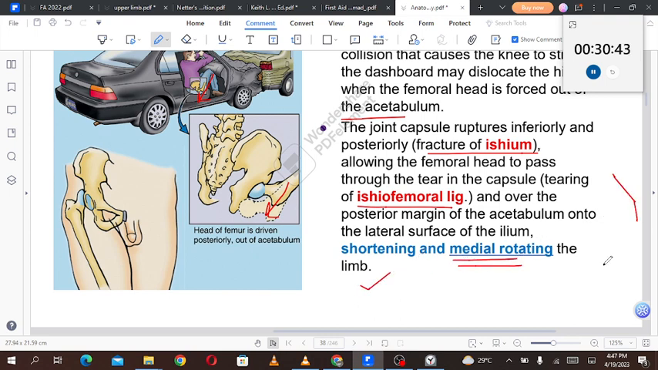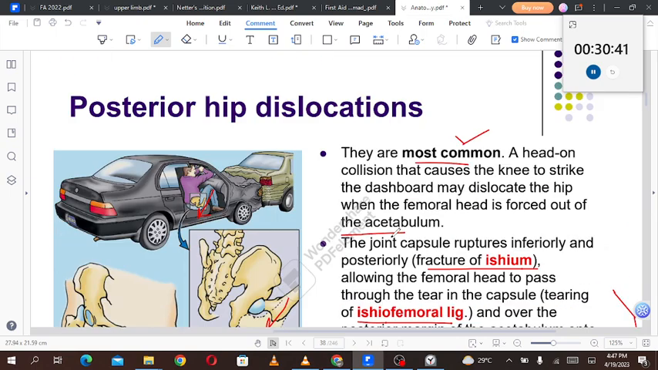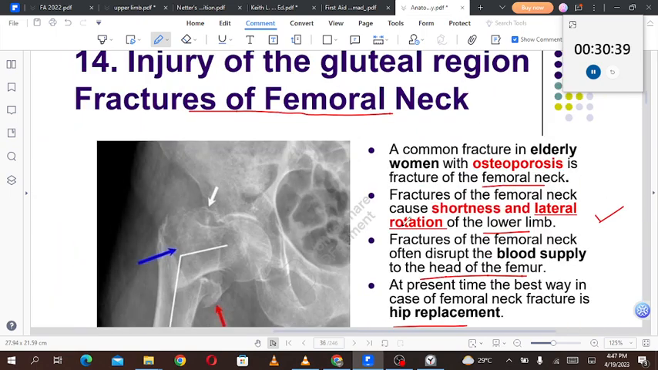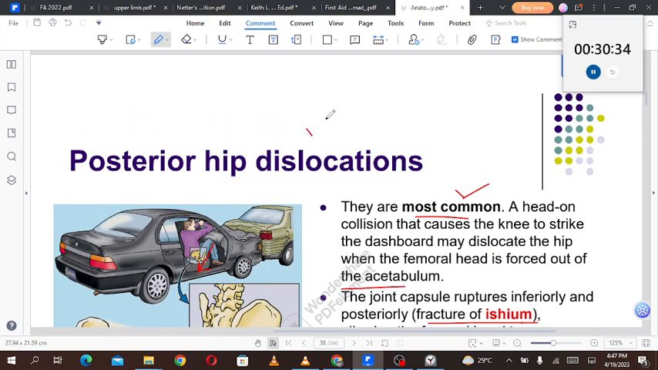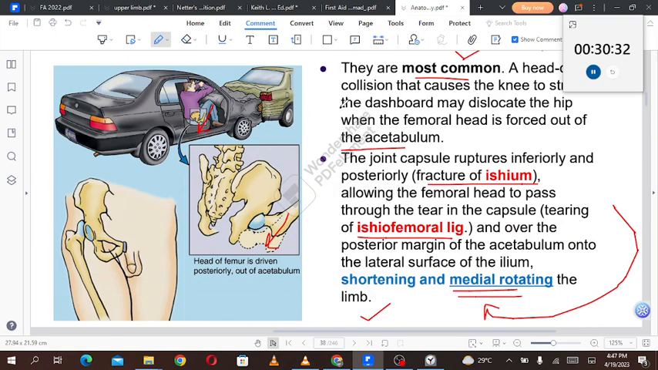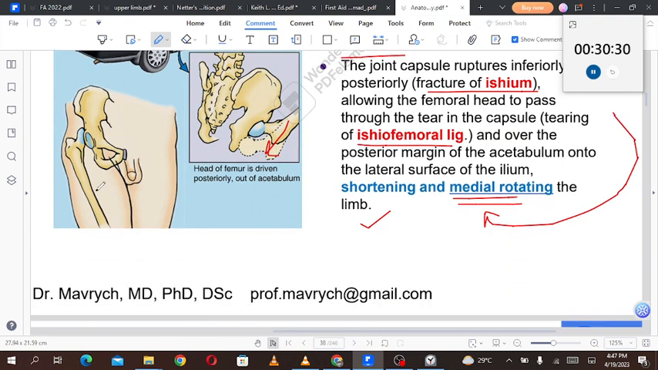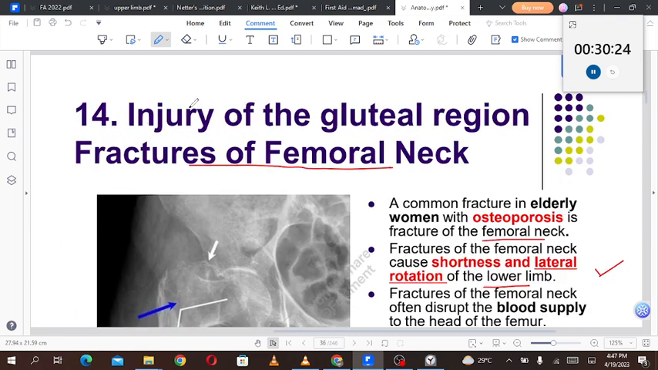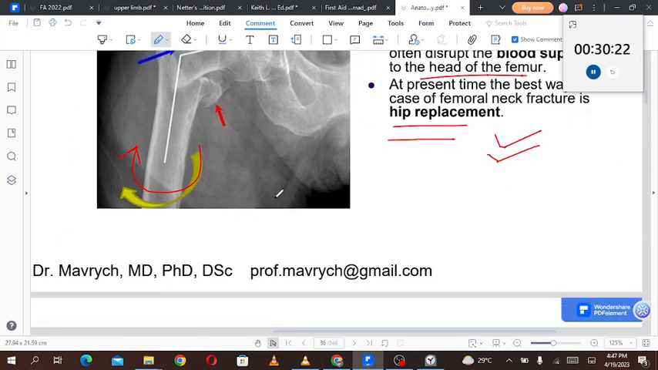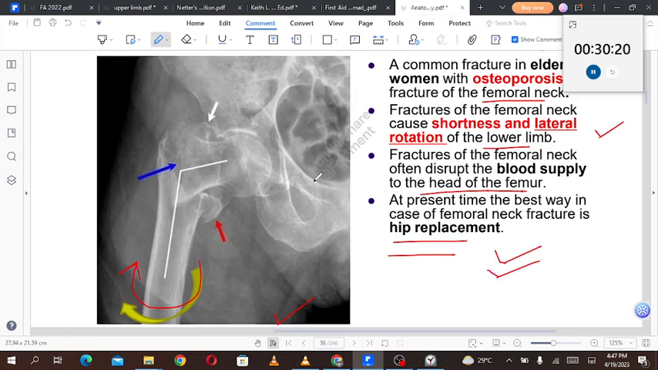This pattern must be remembered: in both the femoral neck fracture and this posterior hip dislocation, there is shortening of the limb, but the hip dislocation is associated with medial rotation of the limb, that is this rotation. In the case of femoral neck fracture, the limb was undergoing lateral rotation. These two things must be kept in mind, and then we'll move forward.